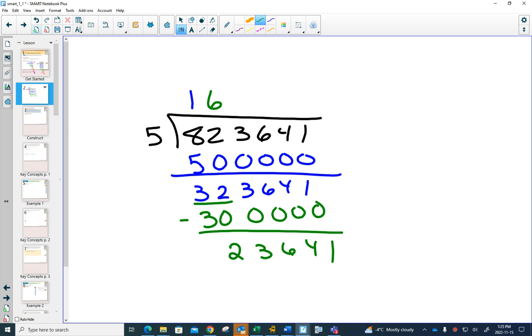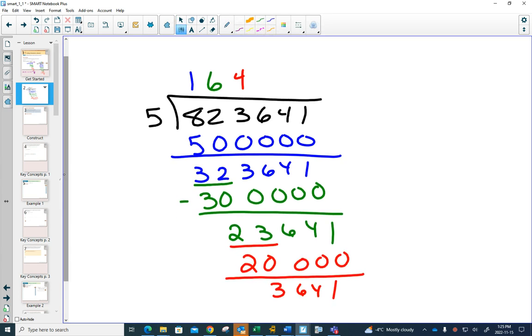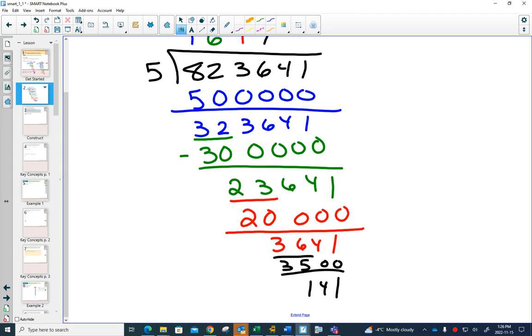Next number. I'd have to go to 23. How many 5s in 23? 4. 4 times 5 is 20. 0, 0, 0. And we subtract 3, 6, 4, 1. Next, I go to 36. How many 5s in 36? 7. 35, 0, 0. And can you see that we're just repeating the same process over and over again?